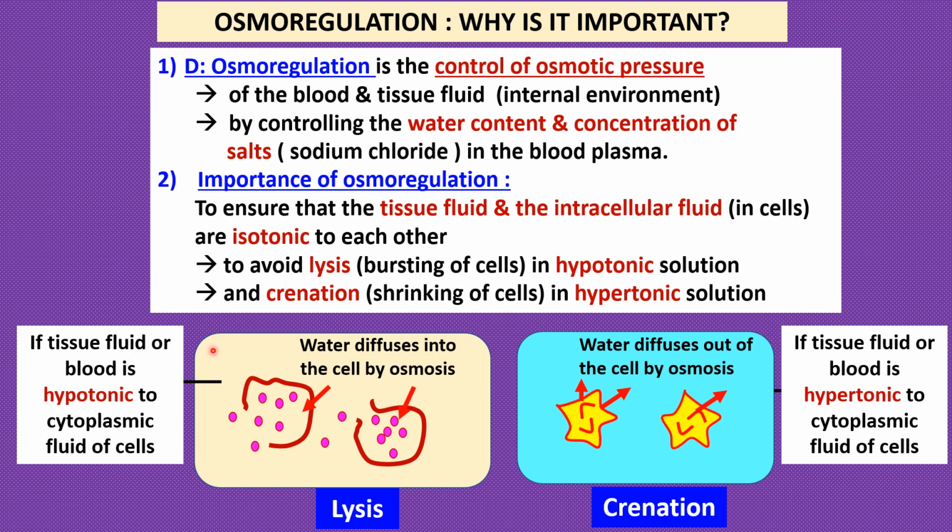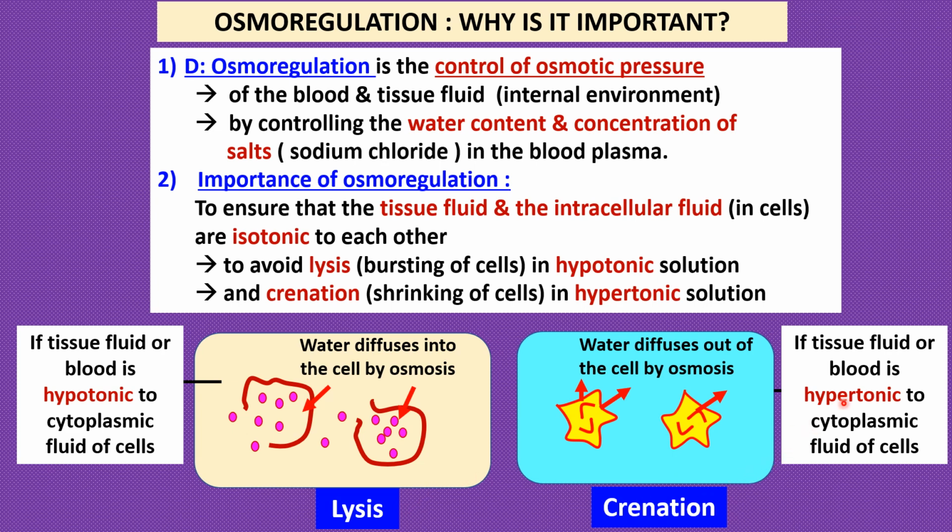Now take an example of a person who drinks a lot of water. This water will be absorbed into his blood and will enter the tissue fluid. So the tissue fluid and blood will become hypotonic or more dilute than the cytoplasmic fluid in the cells. Now, if the kidneys of the person are not functioning, then after some time, due to the high water potential of the tissue fluid or blood outside the cells, the water will diffuse from a region of high water potential to a region of low water potential in the cells. So water diffuses into the cells by osmosis, causing the cells to expand and burst. This is called lysis, and this will cause the death of the cells.